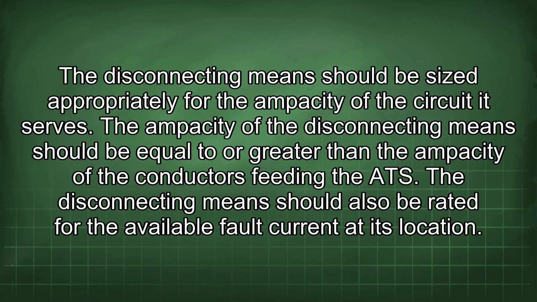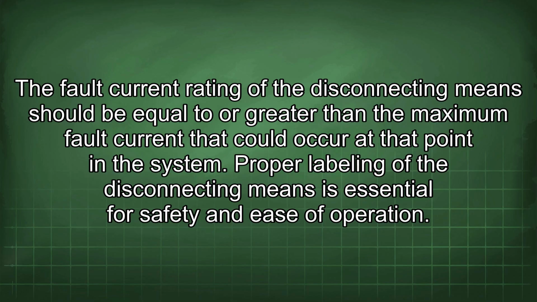The ampacity of the disconnecting means should be equal to or greater than the ampacity of the conductors feeding the ATS. The disconnecting means should also be rated for the available fault current at its location. The fault current rating of the disconnecting means should be equal to or greater than the maximum fault current that could occur at that point in the system.